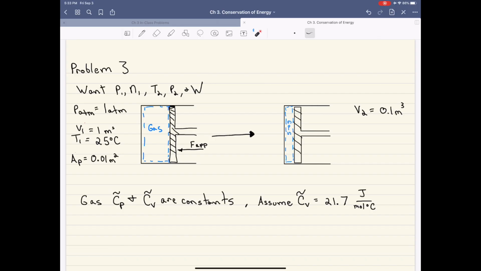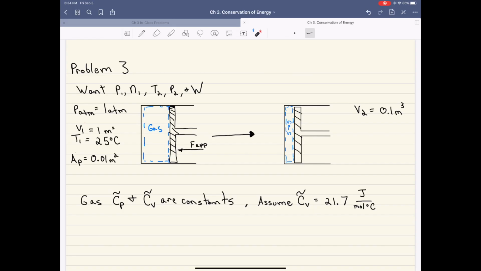Also for this problem, just to give us some values to work with, we're going to assume that the heat capacities of the gas are constant, and specifically we're going to use a value of 21.7 joules per mole degrees Celsius, which is a common value that you would see for gases like nitrogen. In any case, for this problem, we want to solve for the initial pressure, the amount of moles in the system, the final temperature and pressure, and the work that's needed in order to compress the gas in a quasi-static manner.